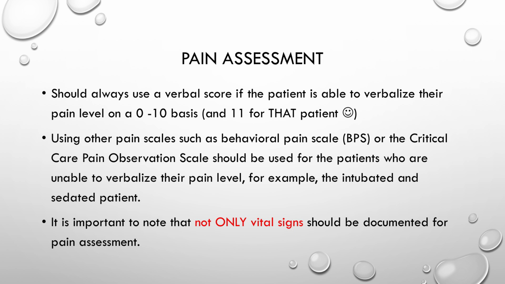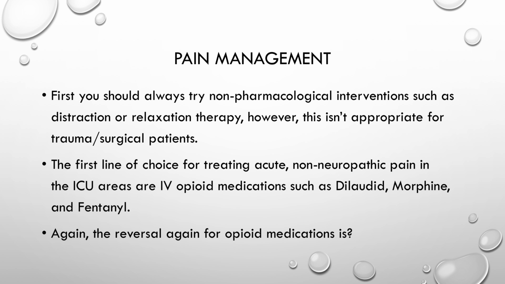You should always use a verbal score if the patient is able to verbalize their pain level on a 0 to 10 basis. Using other pain scales such as behavioral pain scale or the critical care pain observation scale should be used for the patients who are unable to verbalize their pain level, for example, the intubated and sedated patient. It is important to note that not only vital signs should be documented for pain assessment. So pain management. First, you should always try non-pharmacological interventions such as distraction or relaxation therapy. However, this isn't appropriate for trauma and surgical patients.